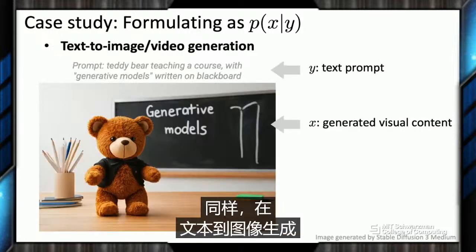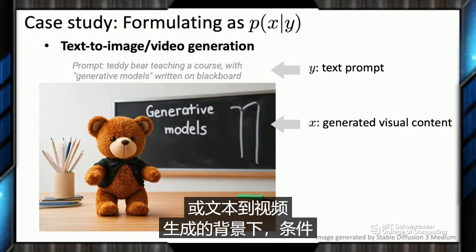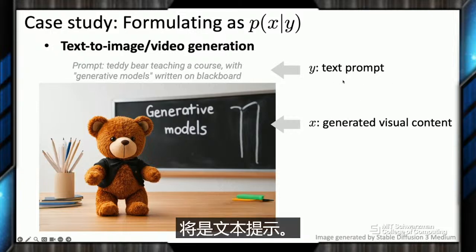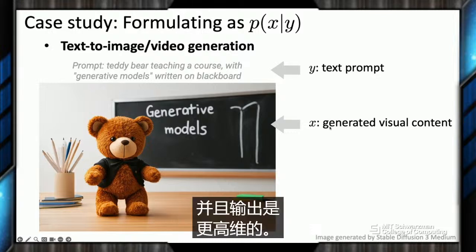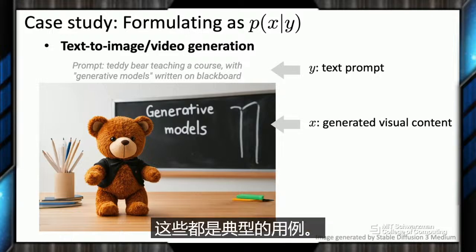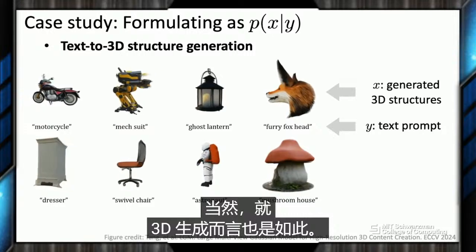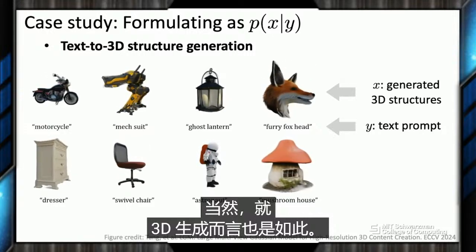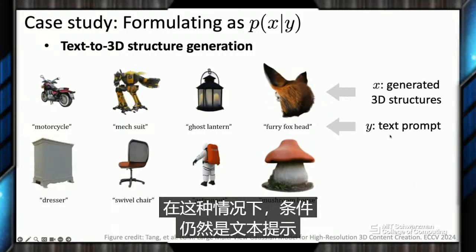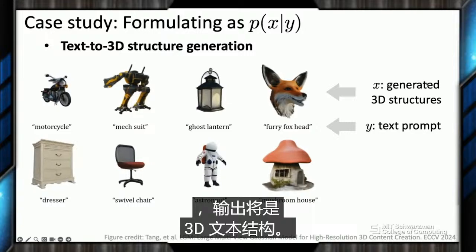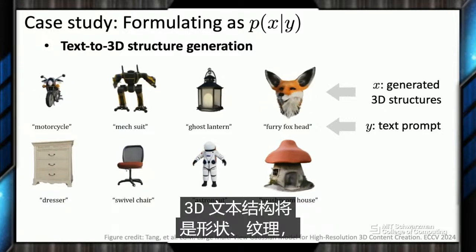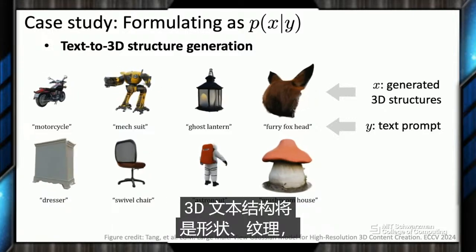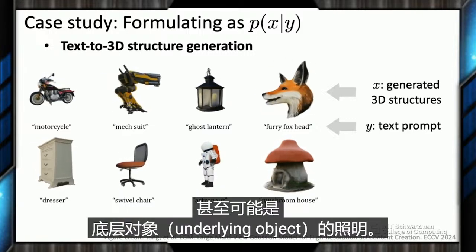Similarly, in the context of text-to-image generation or text-to-video generation, the condition would be the text prompt. It could be a sentence, a class label, or some attribute. And the output would be the generated visual content, such as an image or video. The output is higher dimensional, it is more complicated. So these are typical use cases. And of course, this is also the case in 3D generation. In this case, the condition would still be a text prompt, and the output would be the 3D structures. In this computer vision or graphics application, the 3D structure would be the shapes, textures, or maybe even illuminations of the underlying object.